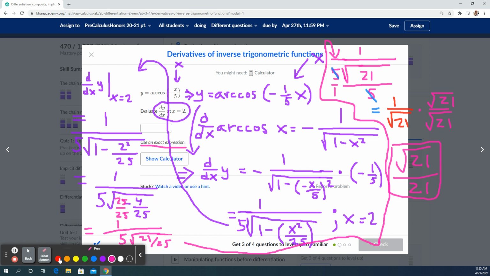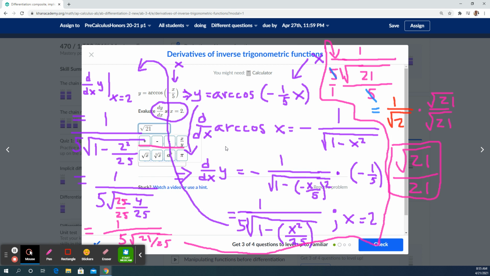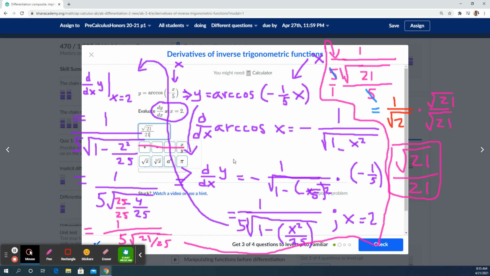And I'll plug that in. Boy, that was a lot more work than I thought it would be. Okay, so we're using our mouse now. It had to give us the square root signs because we can't get exact answers unless we have square root signs. So square root of 21, and all of that gets divided by 21. See how we did? Nice work. Yeah, that was a tough one.